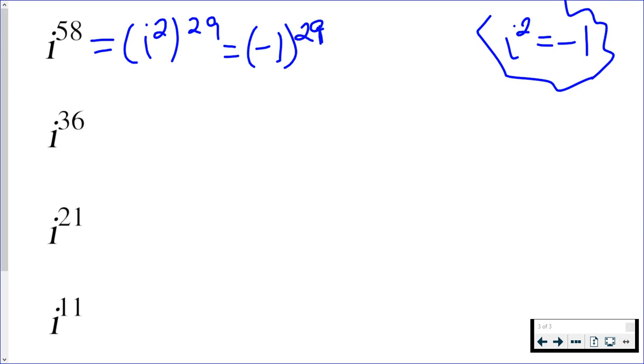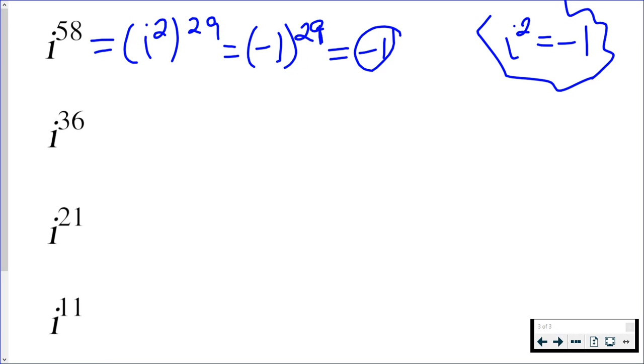And if you know anything about exponents, hopefully you know that raising a negative number to an odd exponent equals a negative number. And when you raise a negative number to an even exponent, it becomes positive. So -1 multiplied by itself 29 times is going to stay negative. i to the 58th power just simplifies down to -1.